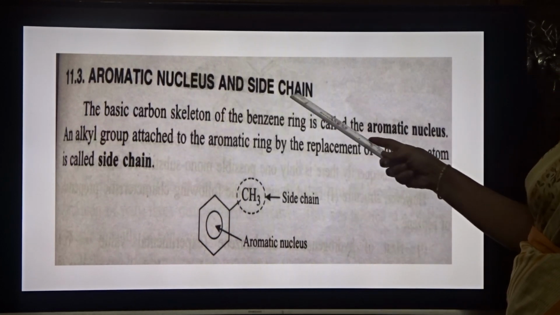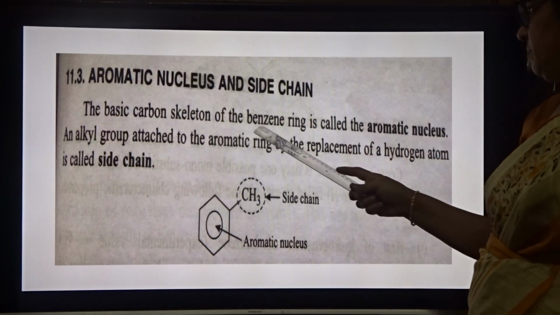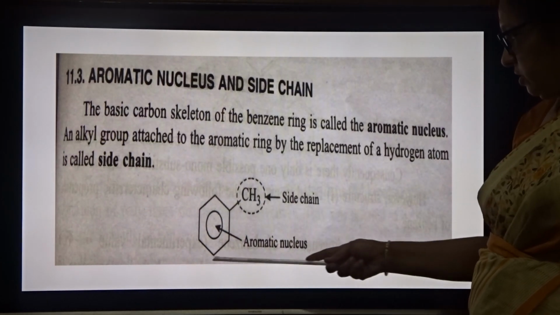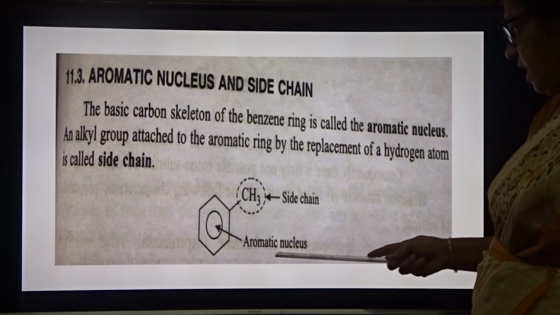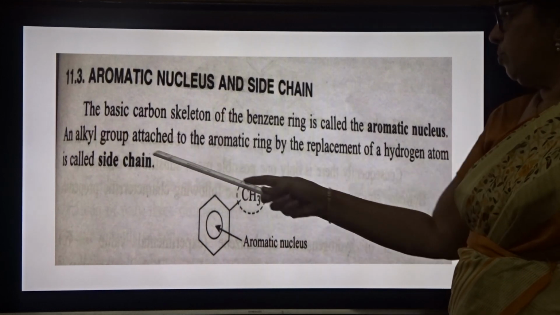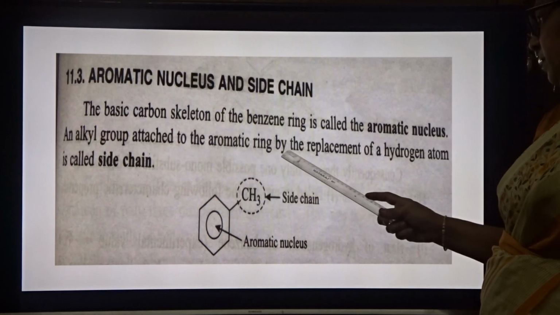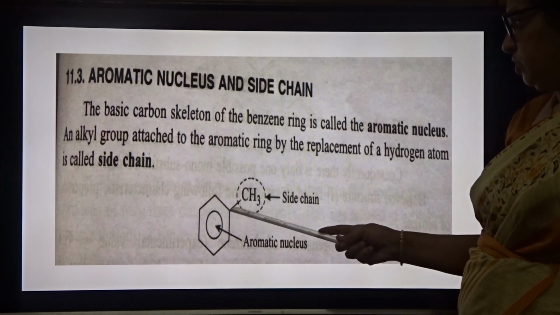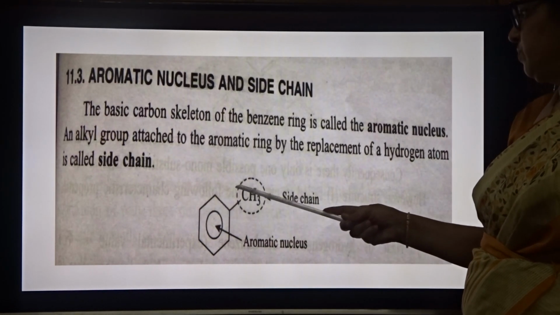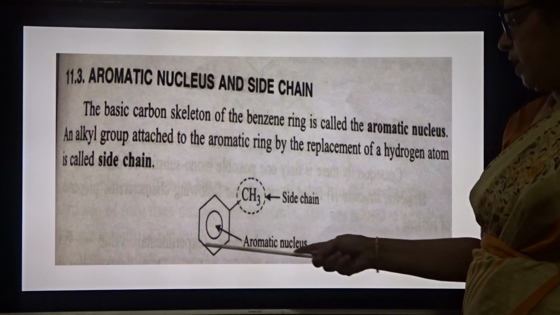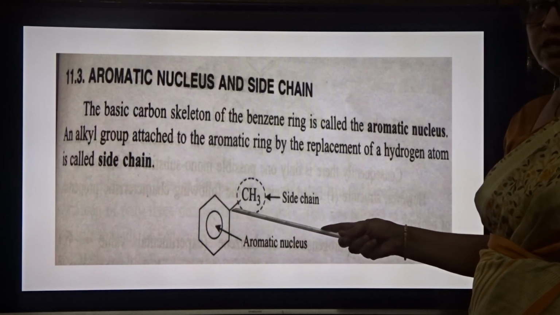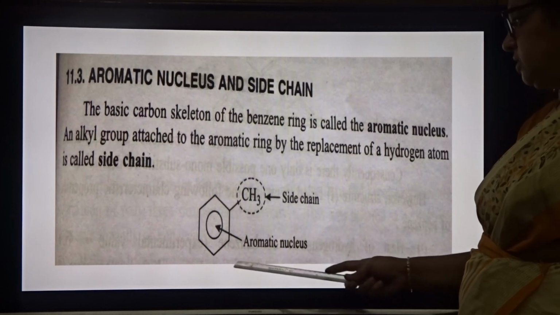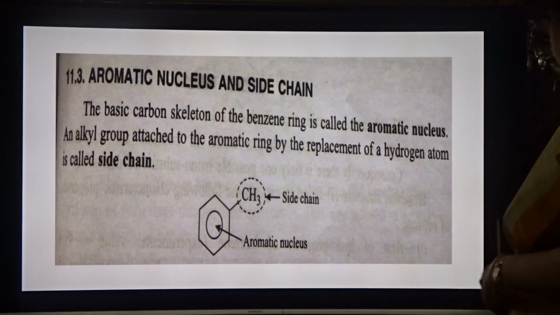Then aromatic nucleus and side chain. The basic carbon skeleton of the benzene ring is called the aromatic nucleus. An alkyl group attached to the aromatic ring by the replacement of a hydrogen atom is called a side chain. So one hydrogen atom is removed and a CH3 group is attached in its place. This is the side chain, and this is the aromatic nucleus. If hydrogen is removed and another group is attached in its place, it is known as a side chain, and the ring is the aromatic nucleus.